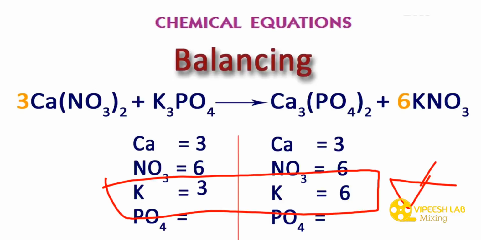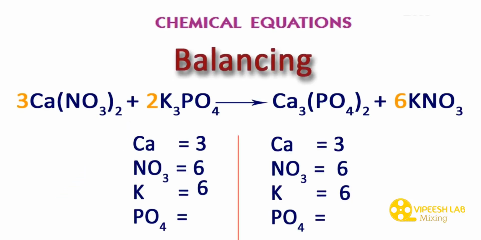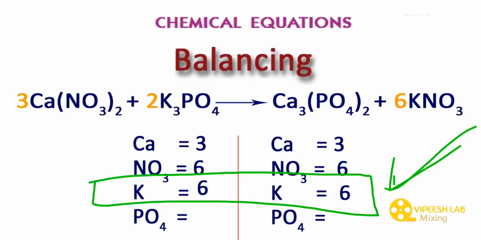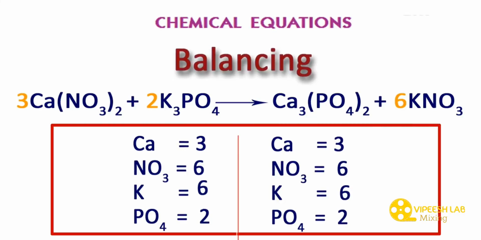Next one, potassium is already 3 only there in LHS, but when we add 6 on the RHS side, it becomes 6. So to match it, we have to add 2 on the LHS side, so now it's balanced. Next one, phosphate is already 2 on the RHS side, and after adding 2, it's also balanced.